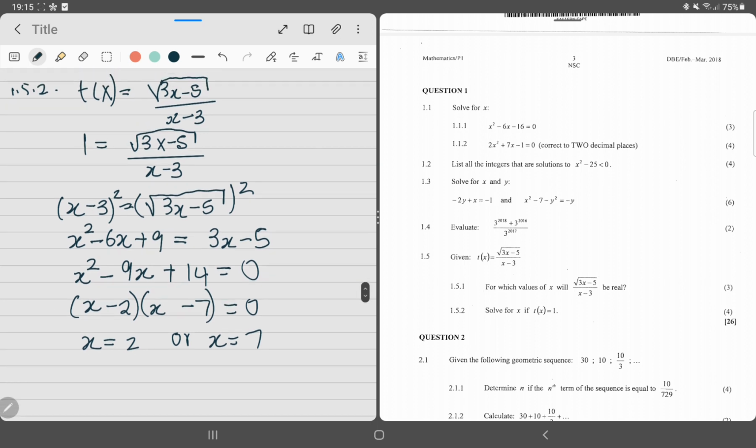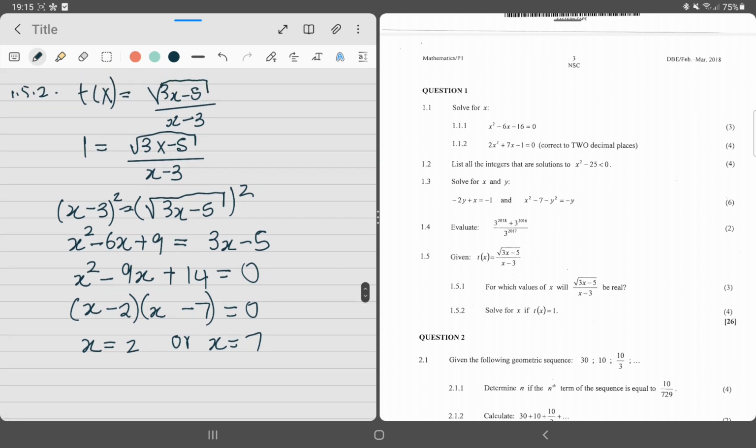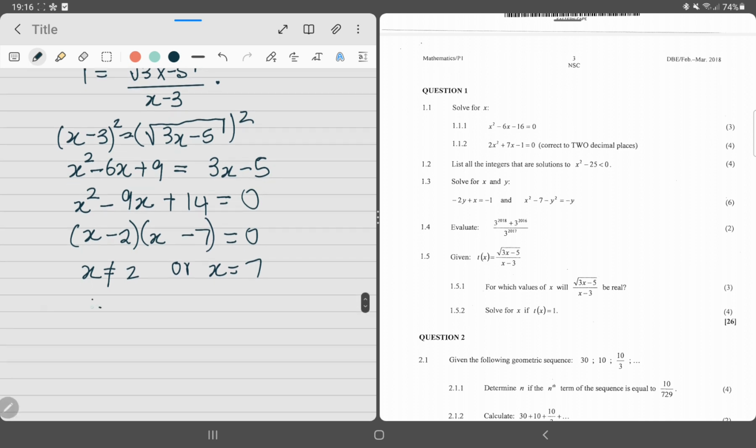Whenever you have a square root, you need to check if the solutions that you have satisfy the equation. So you will take x equals 2 and substitute here and see if you get 1. So 3 into 2 minus 5 over 2 minus 3. So I'm getting a negative 1. So that can't be the solution. So I'm going to substitute a 7 now. Yeah, and that gives me x equals 1.